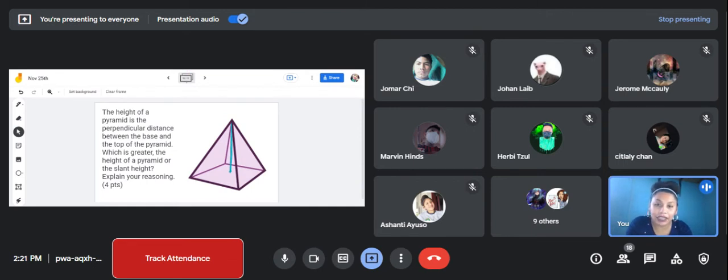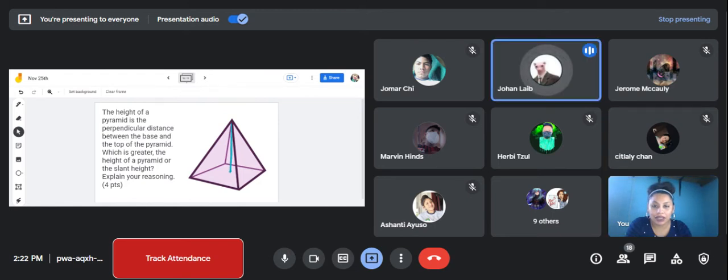What is perpendicular, guys? We did this last week. What is perpendicular? Miss, they will intersect? A right angle? Very good, very good.